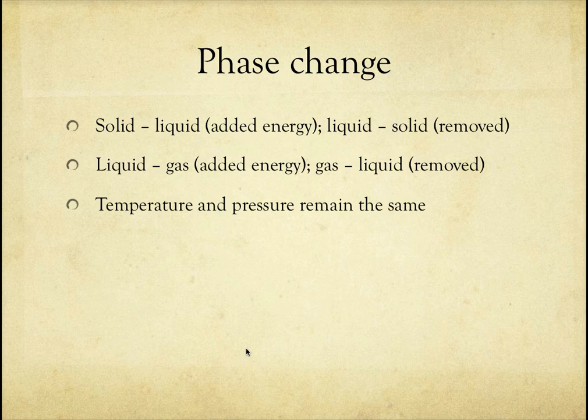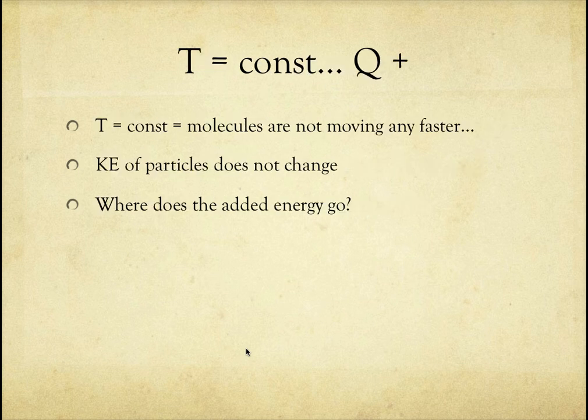If you had liquid, it can also turn into gas if you add energy, or if you have gas and you remove energy, it will turn into liquid. So it's just the phase change, as in solid to liquid, liquid to solid, liquid to gas, gas to liquid. A change of state, in other words, and it takes place at a constant temperature and a constant pressure. So if the temperature is constant, but you're adding energy, where is it going?